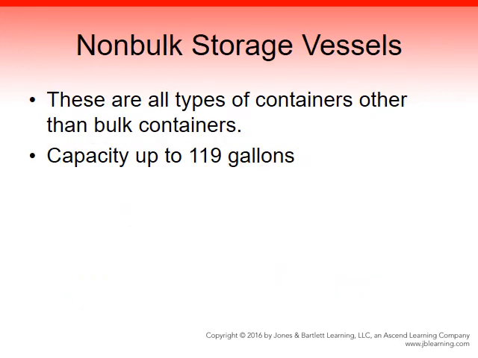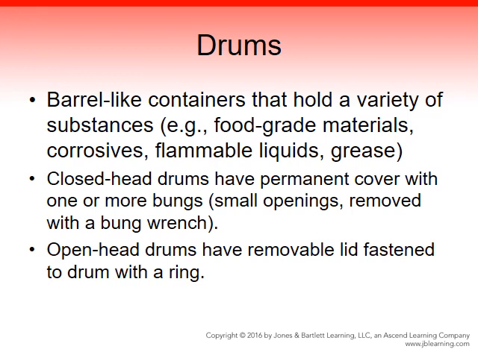Non-bulk storage vessels. These are all types of containers other than your bulk containers. They have a capacity of up to about 119 gallons. Drums. These are barrel-like containers that hold a variety of substances, from corrosive and flammable liquids to something as delicate or easy as food-grade material.